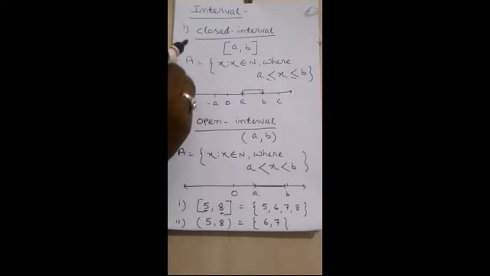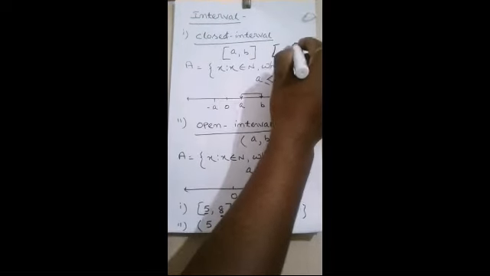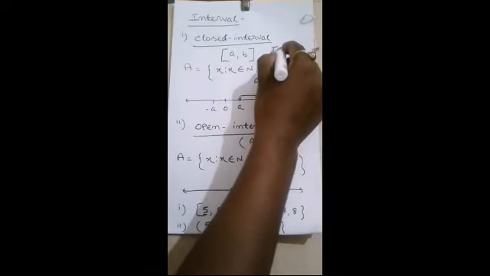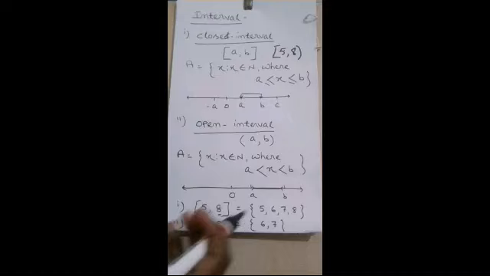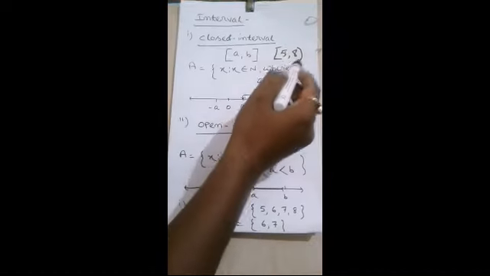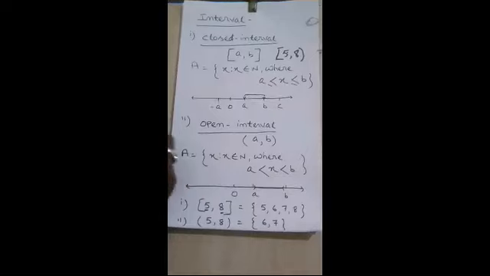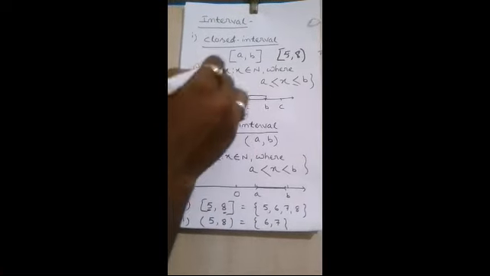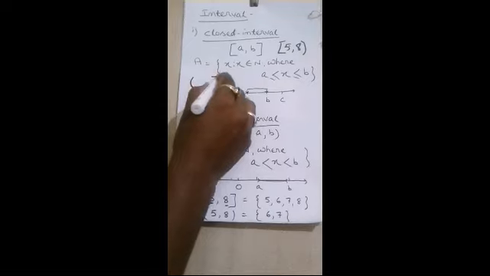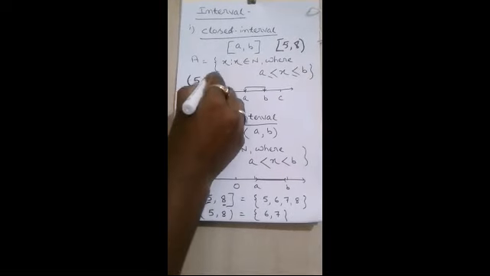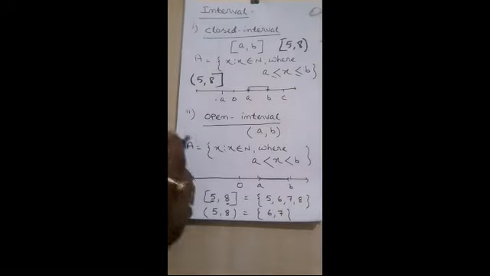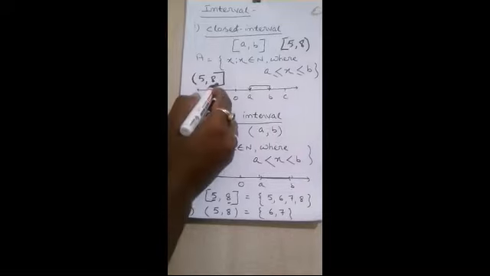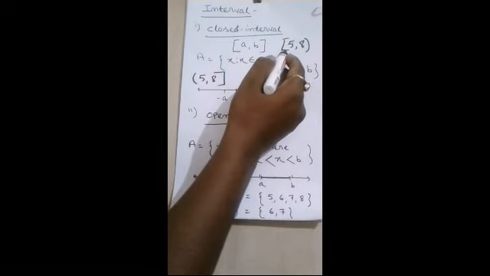There may be one where left is closed and right is open, like this. Suppose I have written left closed [5,8), then what are the elements? 5 I will include, 5, 6, 7, but 8 I will not include because 8 is open. And another example of the opposite is where left will be open and right will be closed, say (5,8]. Then we will write what? 5 is not included here, 6, 7, 8 are the elements present in this. This is called left open, right closed.